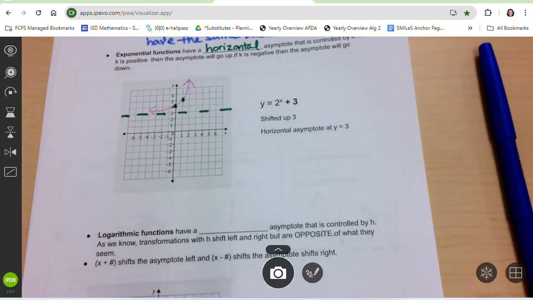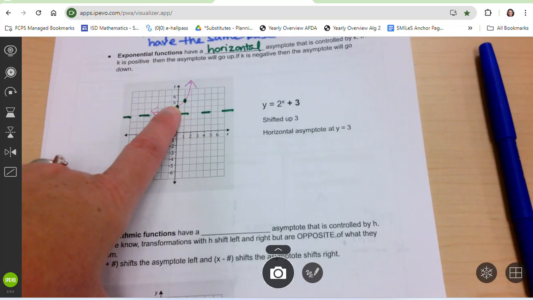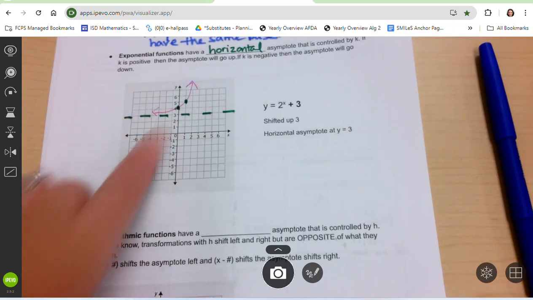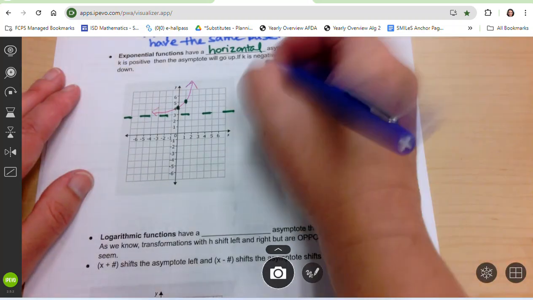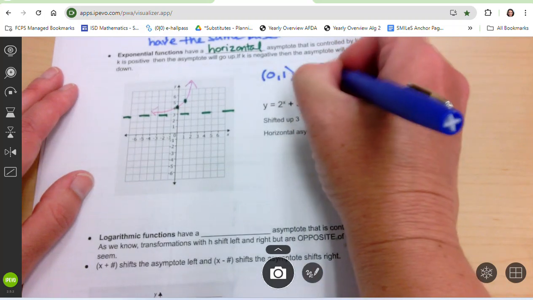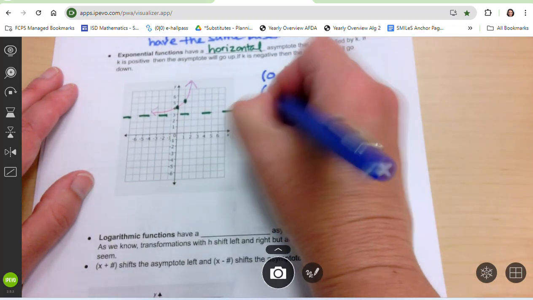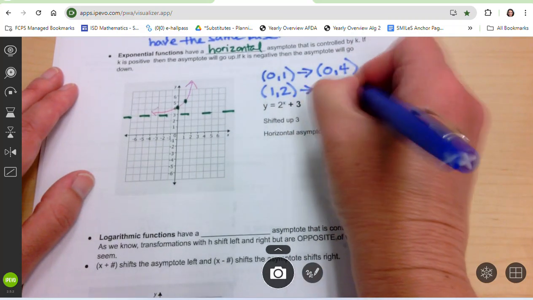Now, some of you may have started the Delta Math assignment that's in there for you, but if you haven't, you're going to be doing that for homework tonight. It has parent functions, and all you're going to have to do is shift them or stretch them, whatever it says to do. But you'll have to get your points in the right place. So you need to use the parent function points. I had 0, 1, and when I shifted that up 3, it became 0, 4. I had 1, 2, and when I shifted it up 3, it became 1, 5.